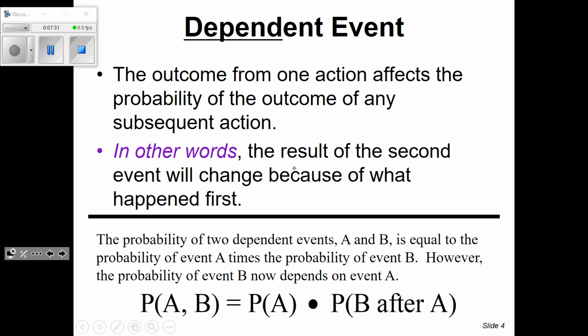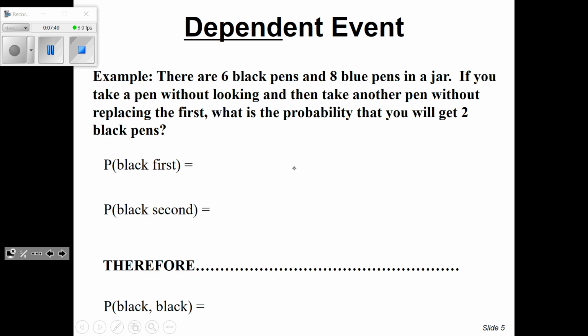All right, so now we're going to look at an example of a dependent event. So again, dependent meaning whatever happens for event 2 is changed because of whatever happened in our first event. All right, so our example for dependent is that there are 6 black pens and 8 blue pens in a jar. If you take a pen without looking and then take another pen without replacing the first, what is the probability that you will get 2 black pens?